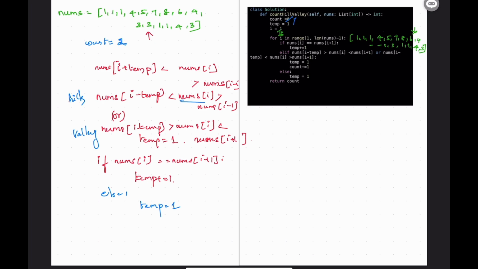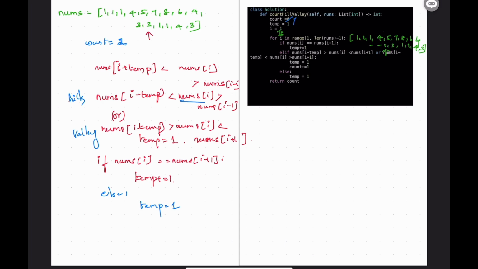Now we'll be going to the next index, 4. 4 will check with the next index, which is 3. I plus 1 and 4 are not equal. Now if 4 comes to the if condition, 4 is greater than 3 and lesser than 6, so it forms greater and lesser. So this also won't go into either hill or valley. So the temp will just get updated to 1 and now it will go to the next index.